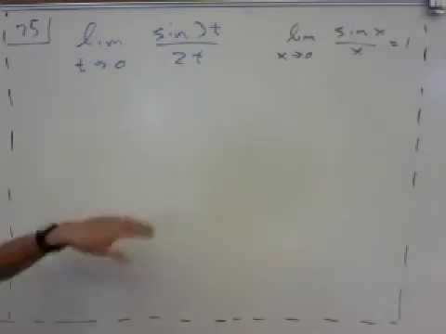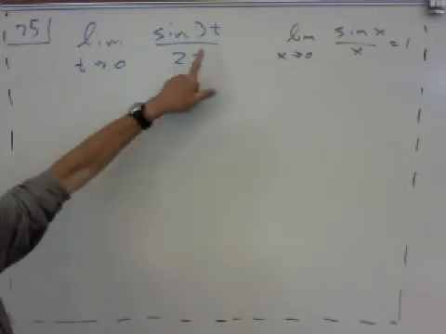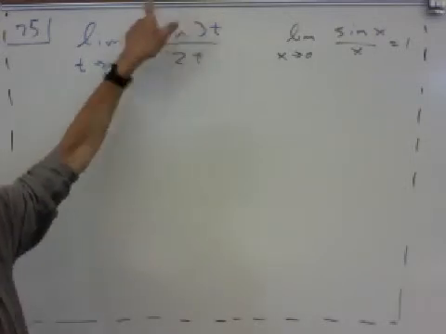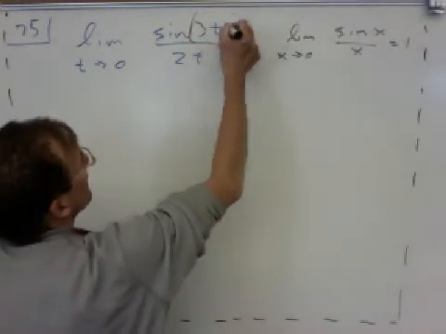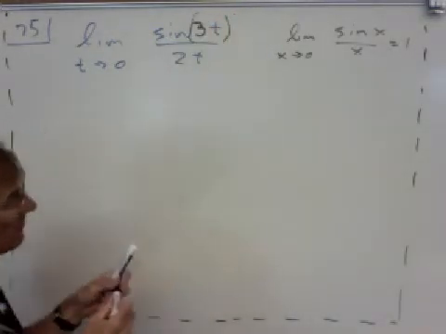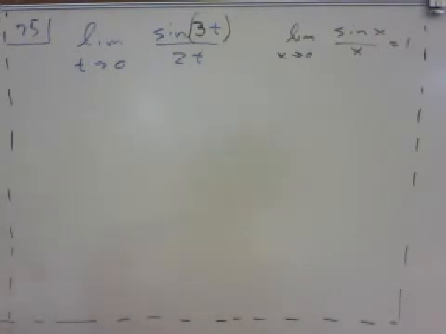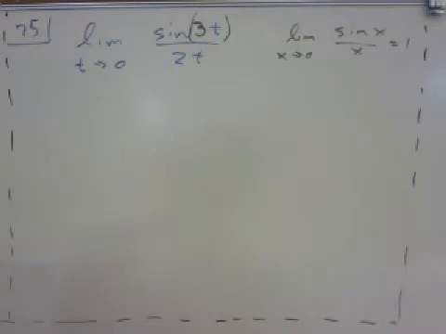So what you're going to have to do is somehow get a 3t down here in the denominator. Remember, you can't bring this 3t out or anything like that. This 3t is stuck there. The 3 and the t are stuck together because the sine is of both of those. So you can't move that 3, but you can do something about that 2 in the denominator.